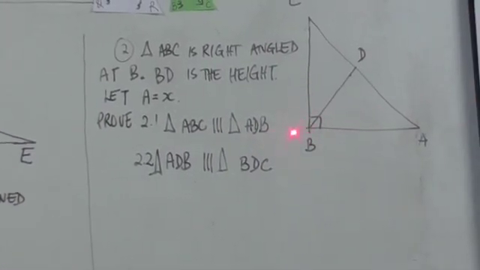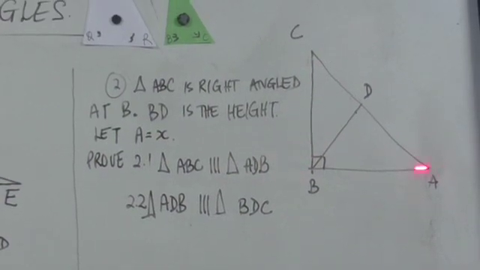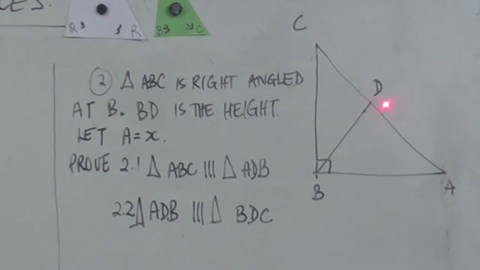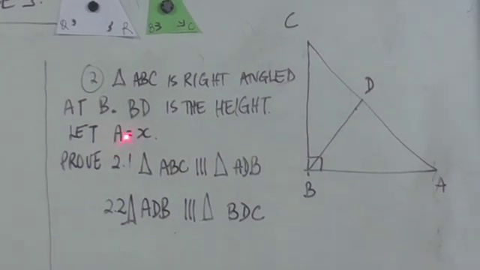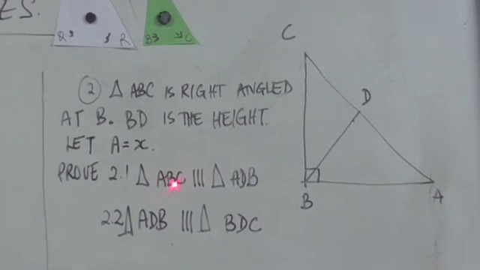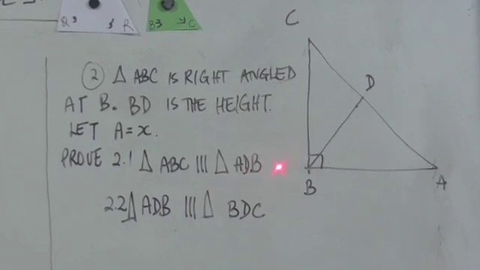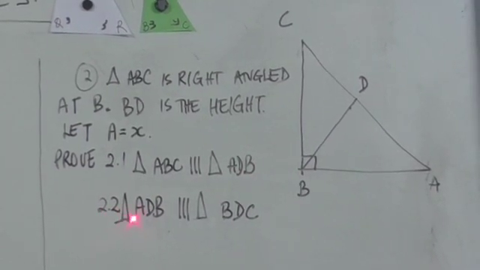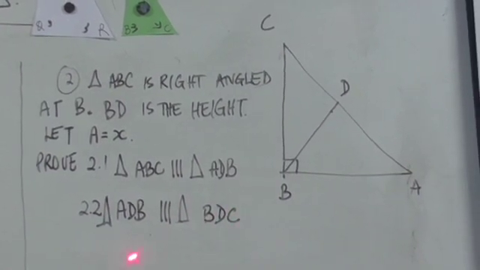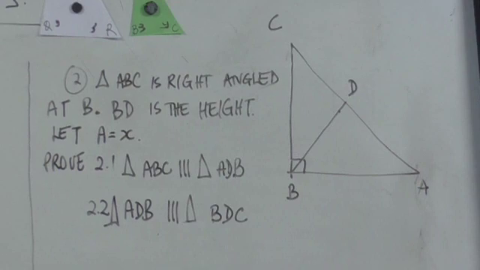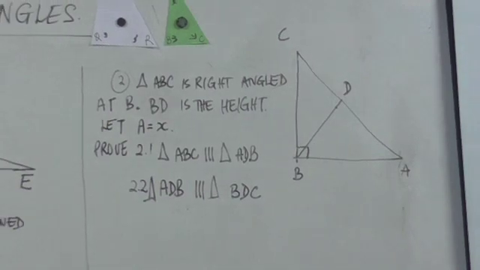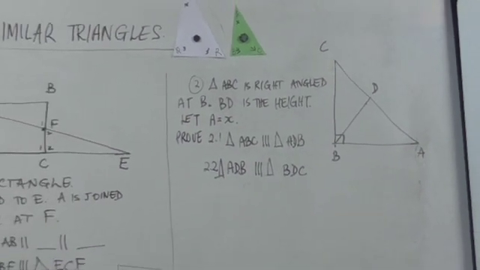We're looking at the figure. You have a right angle triangle ABC and BD is the height. And you are told let angle A equal X. Prove ABC is similar to ADB. Prove that ADB is similar to BDC. Alright, you can stop the DVD here and try them and then come back to us for a review.